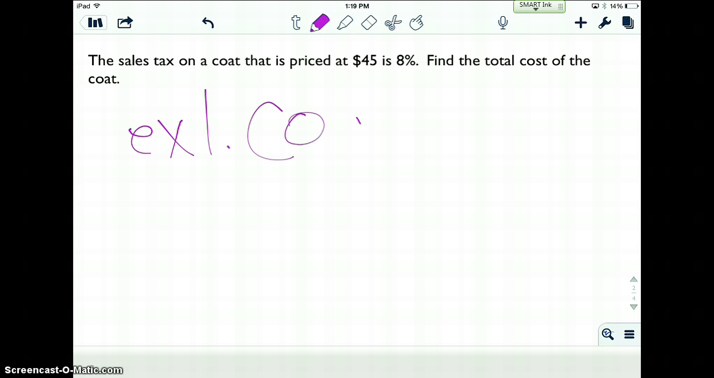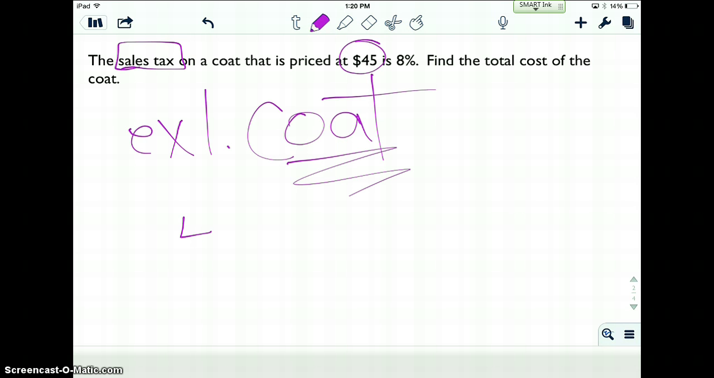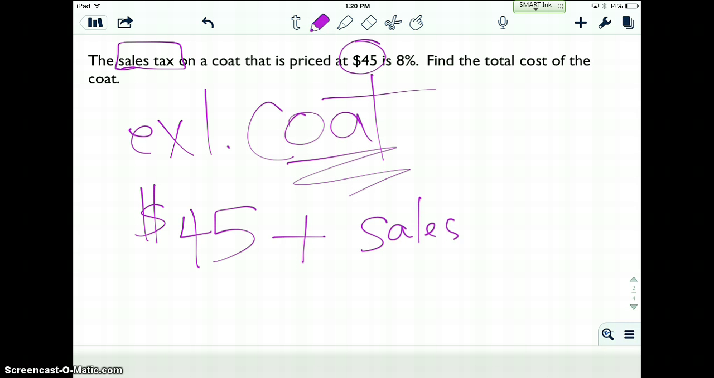This is about a coat. You go to the store, you need to buy a coat. It's cold here in Gunnison. So you buy this coat. It's priced at 45 bucks. But when you go to the register, it's going to be more than $45 because you have to pay what's called sales tax. So I have to pay the $45 plus I have to pay sales tax. So that's going to be a certain amount.